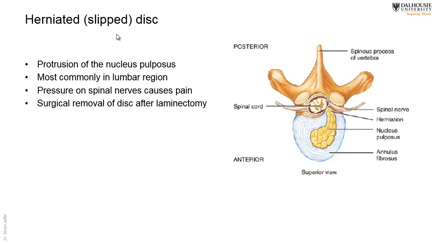When it herniates, it will compress the nearby spinal nerves and result in severe pain, like the pain which some people might experience in a condition called sciatica, because of the compression of the spinal nerves by the herniated intervertebral disc.